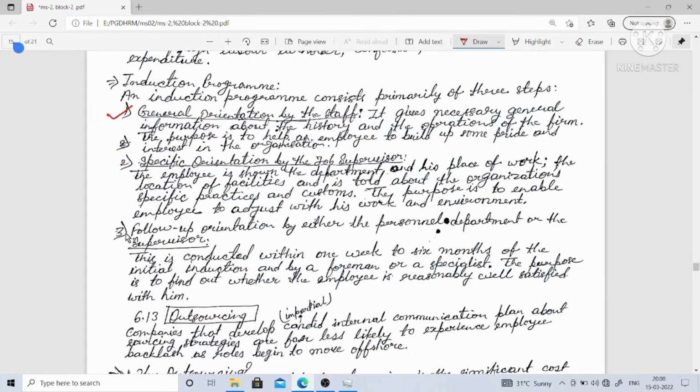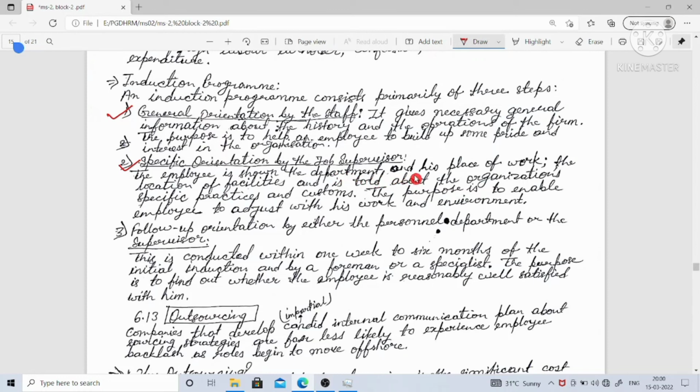So first, general orientation by the staff. It gives necessary general information about the history and the operations of the firm. The purpose is to help an employee build up some pride and interest in the organization. Second, specific orientation by the job supervisor. The employee is shown the department and his place of work, the location of facilities, and is told about the organization's specific practices and customs.